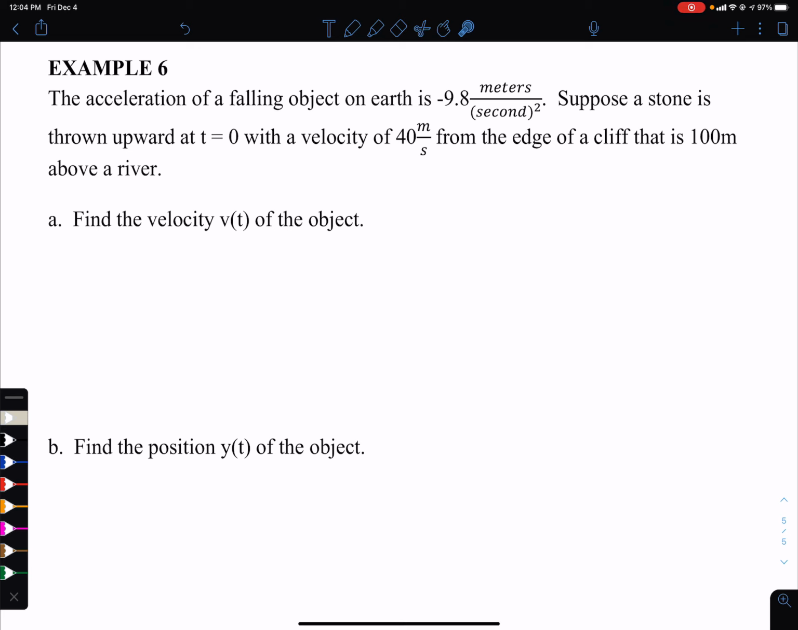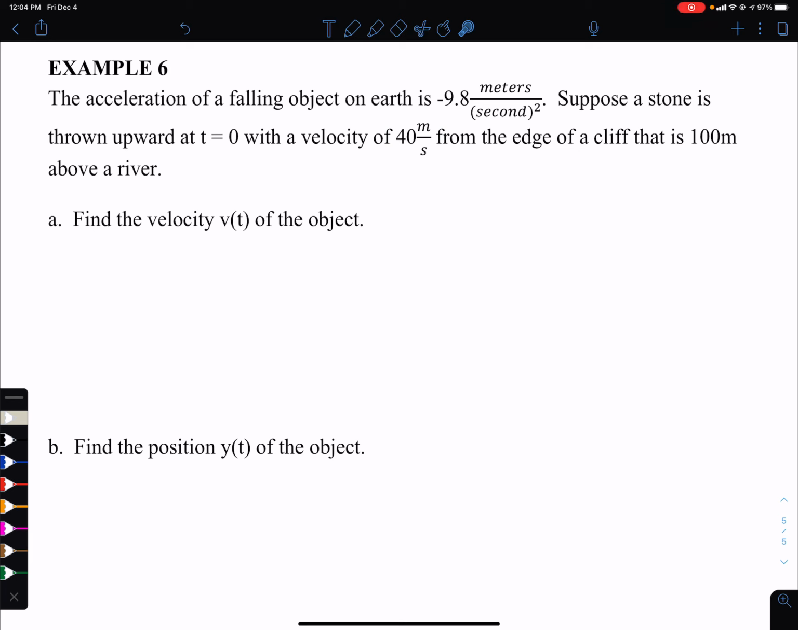So if you drop an object, it always falls at a constant acceleration of negative 9.8 meters per second squared. Any falling object on the earth has that acceleration. Now they tell you a story. Suppose a stone is thrown upwards at t equals 0 with this velocity from a cliff that's 100 feet above a river. So we need to assume where 0 is. We're going to assume the river is 0. So the height is going to start at 100. And the velocity is going to already be going 40 meters per second.